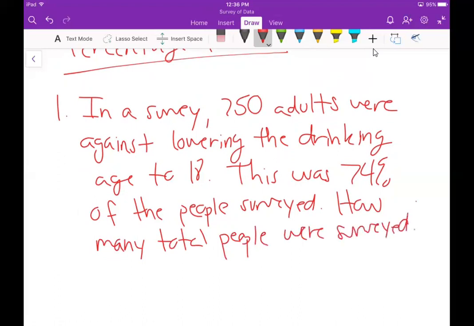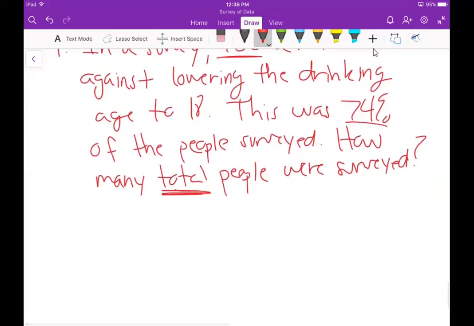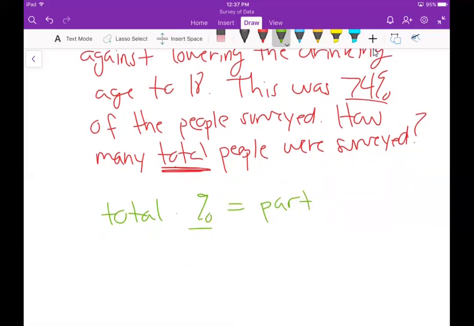So the problem is we always take percentages times the total. So even though I have the percentage here, I don't know the total. I just know that 74% of something is 750. So what you want to remind yourself of here is that you always take the total times the percent, and that equals the part, whatever part that percentage is representing. So here, we don't know the total. The total is our x, or our variable.